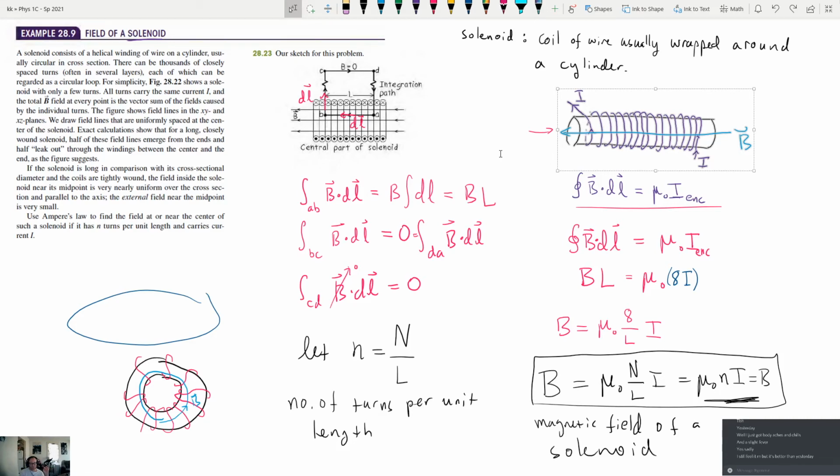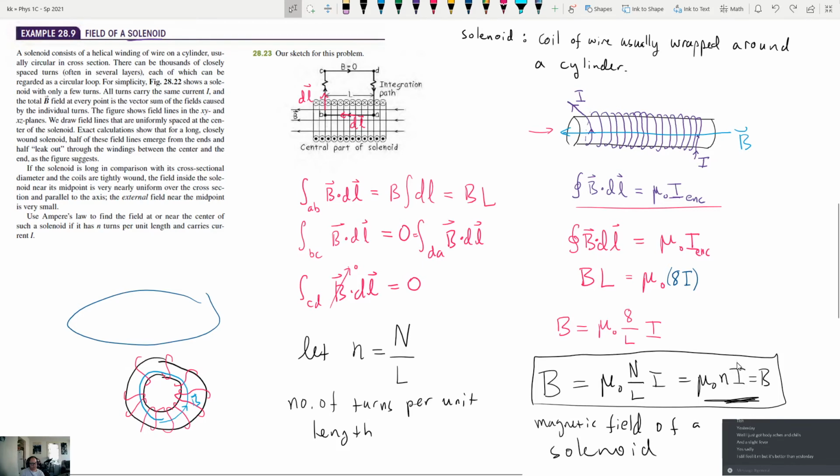A magnetic field from a loop. That was like the mu naught I over 2 r, I think. And now a magnetic field with a series of loops, which is called the solenoid. So, yeah, we now know how to produce magnetic fields. We also know how to control them because we have an equation that relates the magnetic field to the current.